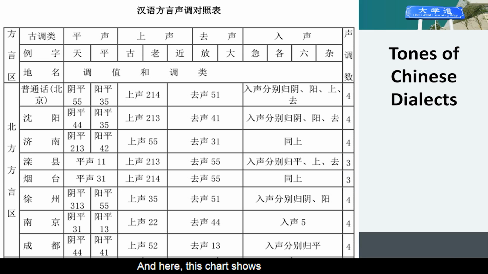And here this chart shows the differentiation of 4 tones in Middle Chinese 平赏去入 and the contemporary situation. For example, for most of the Mandarin, Northern Chinese dialect, 平声 is divided into 2 groups, 阴平 and 阳平. And for most of the Mandarin, 入声 disappear. This is the general principle of Mandarin.